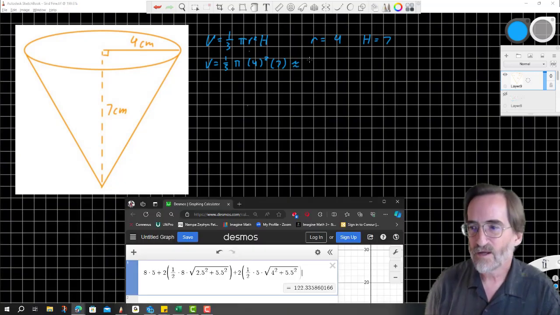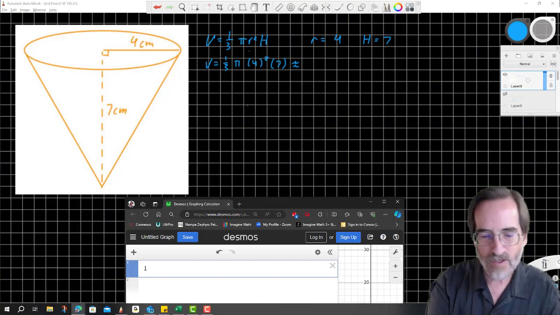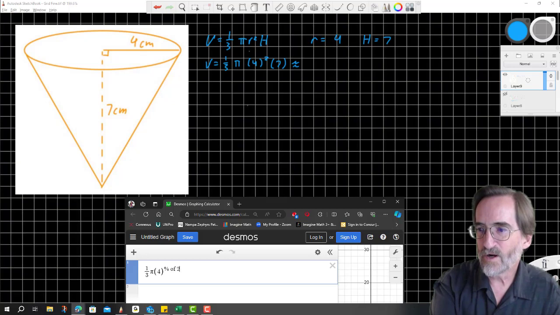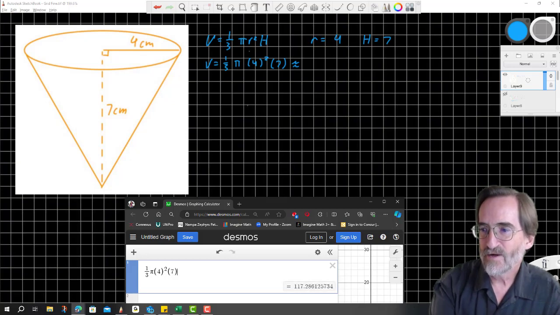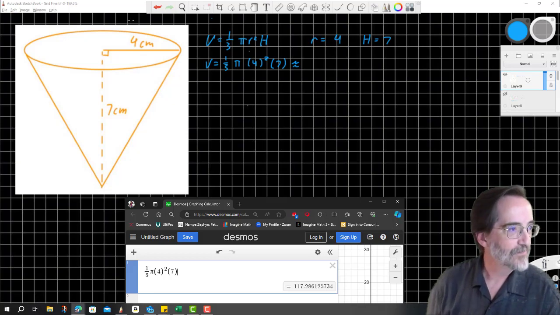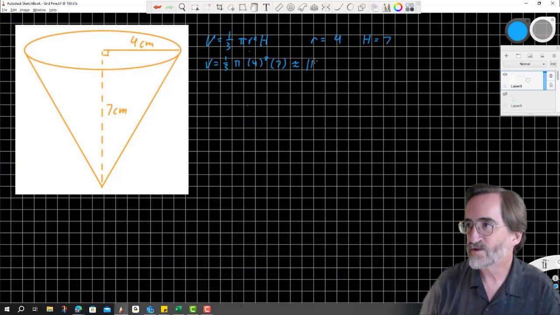Okay, calculate it. Calculate it, not calculus 7 it or calculus 6 it. You calculate it. All right, 1/3 pi times 4 squared. Whoops, squared. Shift 6 times, get out of that, times 7. And there we go. We got 117.3. 117.3 cubic centimeters.